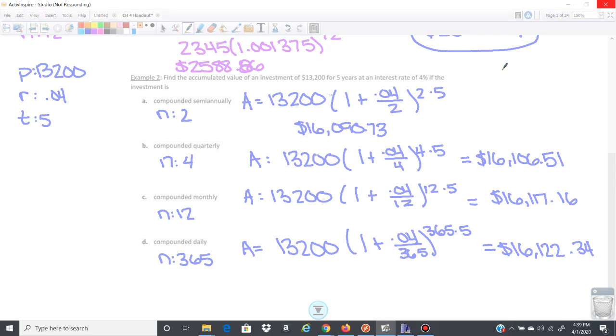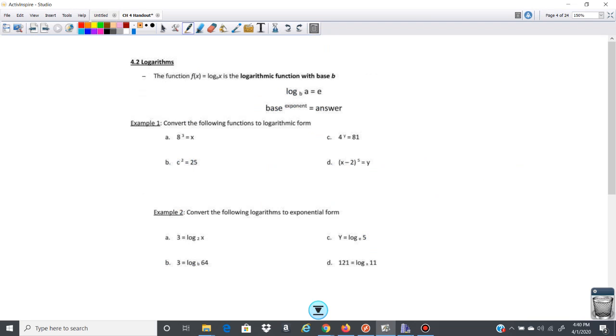All right, my screen is frozen. Okay, there we go. So 4.2. So hold on a second.